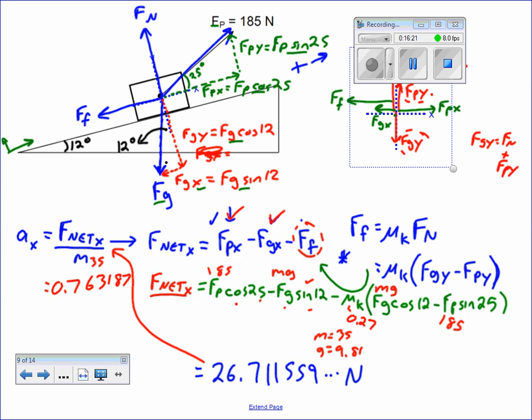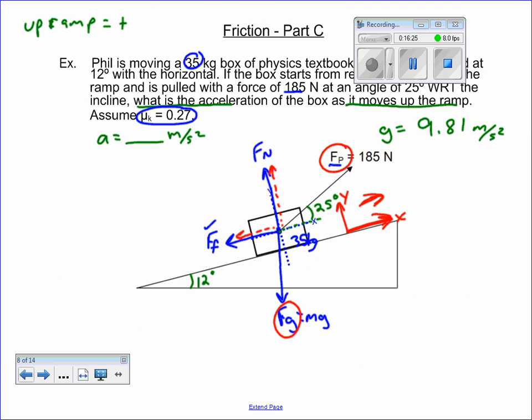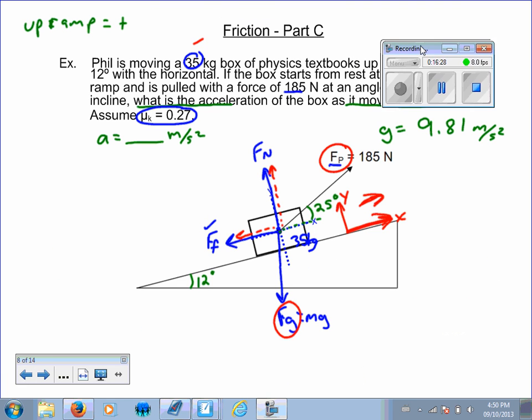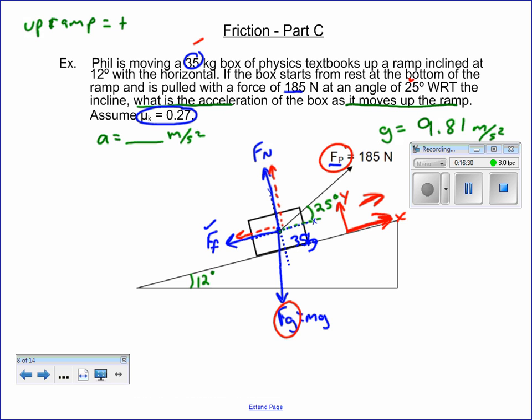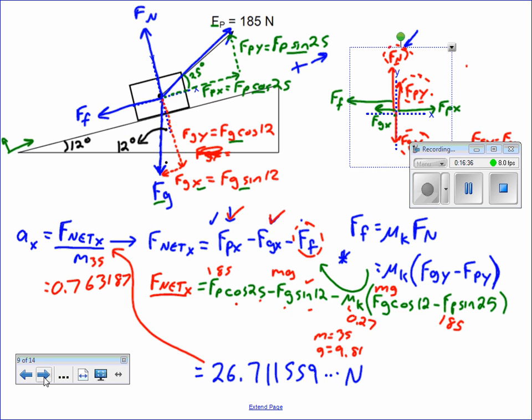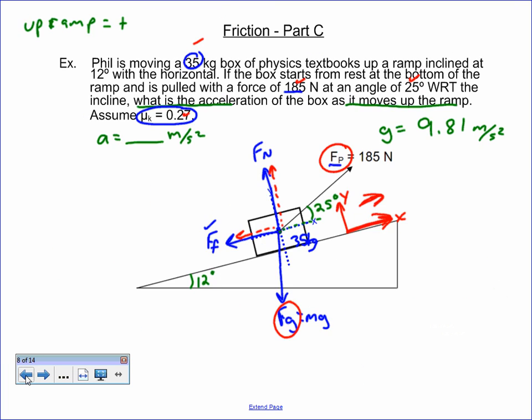0.763187. And let's back up to take a quick look at significant digits. 35, so that's 2, 2, 3, 2. We've got to use 2 sig digs in our answer. So we're going to round this to acceleration x equals 0.76. Let's take it back to our initial part here, 0.76 meters per second squared.